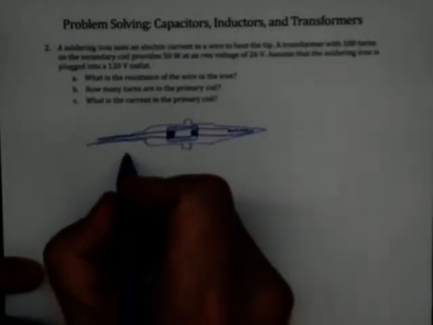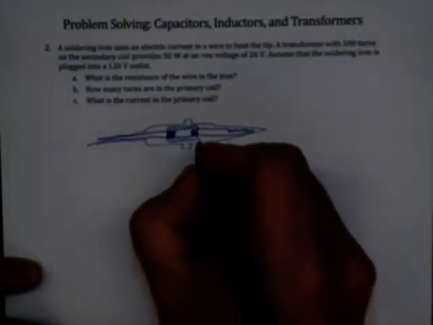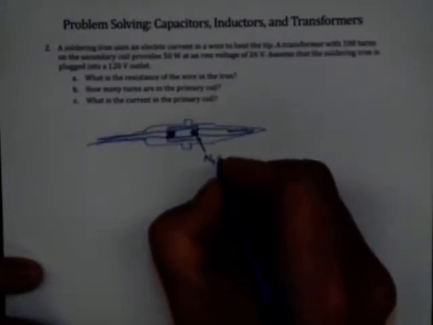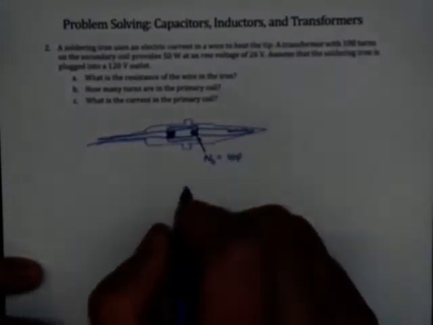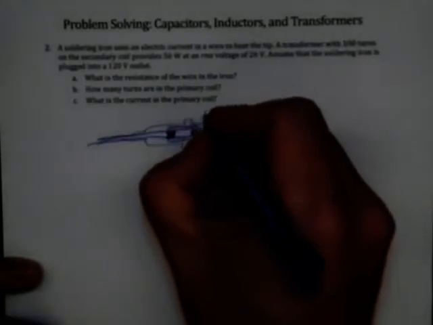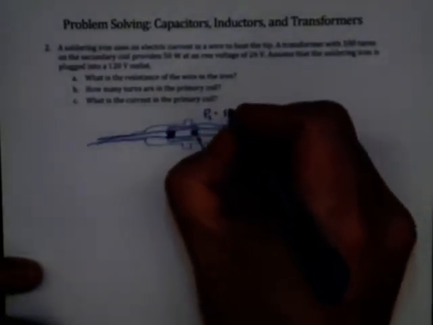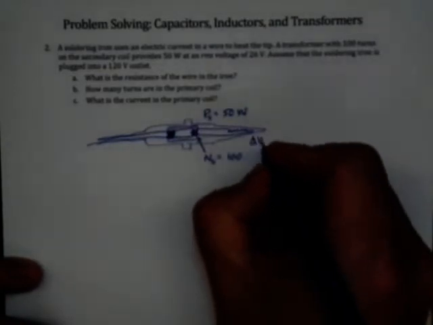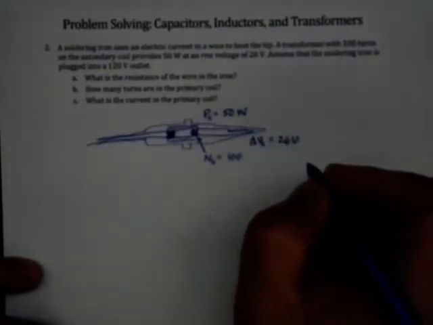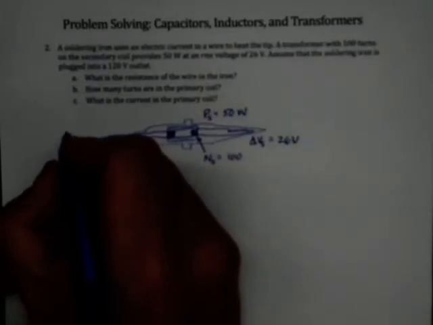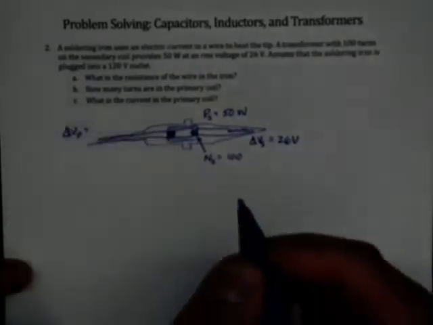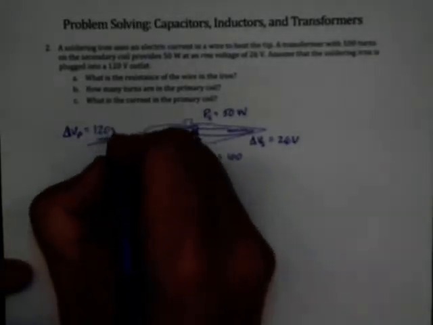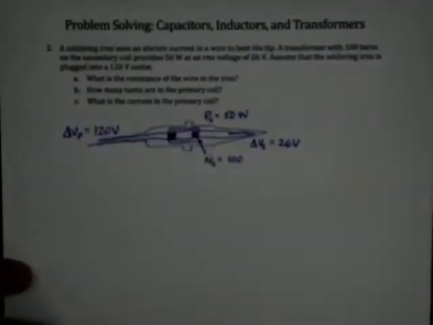So what things do we know here? Well, we know on the secondary coil the number of turns is 100. The power on the secondary side is 50 watts, and the voltage over here on the secondary side is 26 volts. Over here we're connected on the primary side to a 120 volt outlet, and that's it for the data that we know.